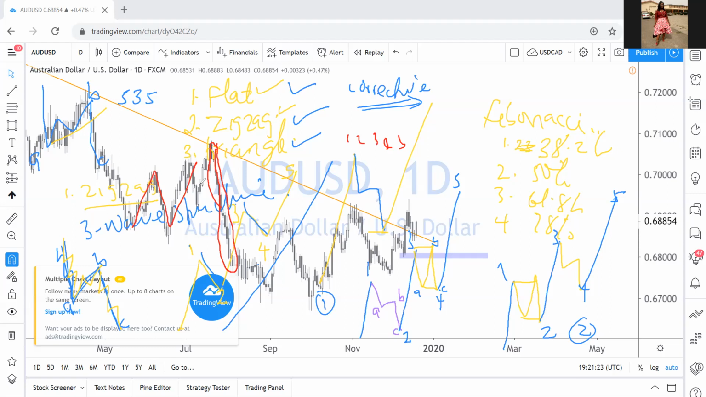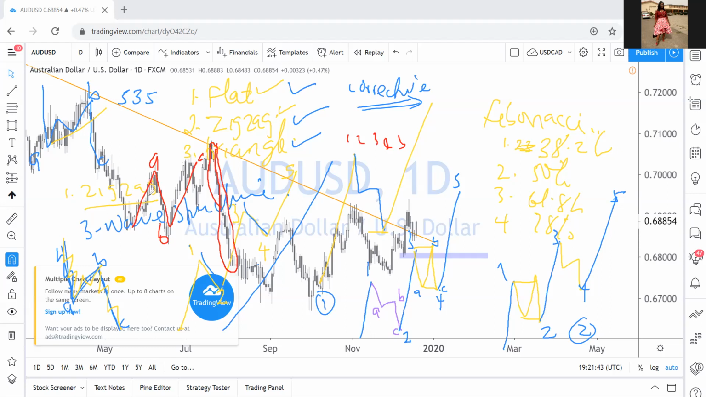Are you not able to count 1, 2, 3 there? Is it not into 3? A, B, C. So you cannot call this one an impulse because you can see a very clear three-wave structure there. All right, you can see a clear three-wave structure there. So it's not an impulse. Okay, so that's what we are talking about.